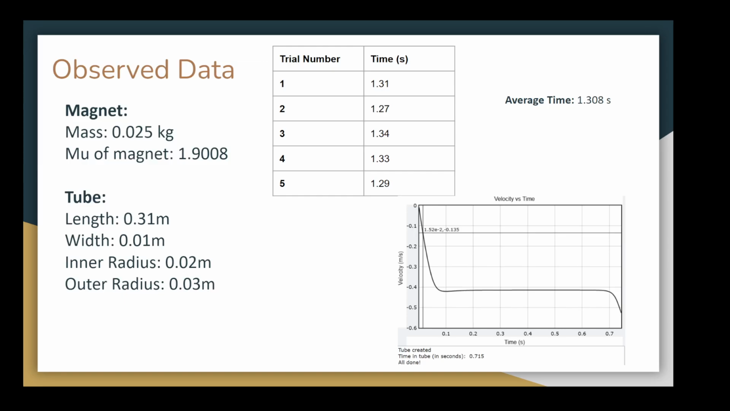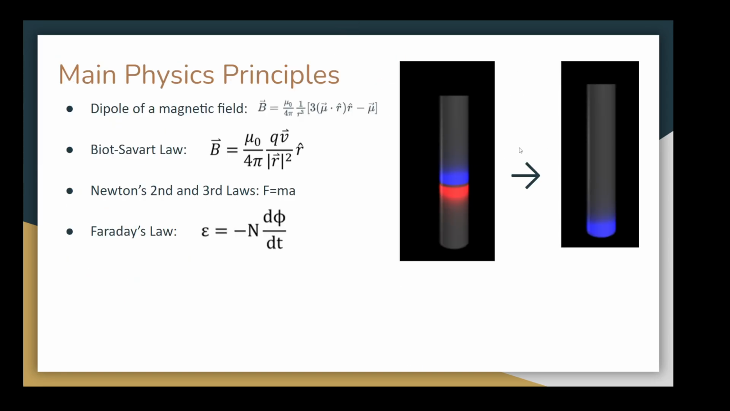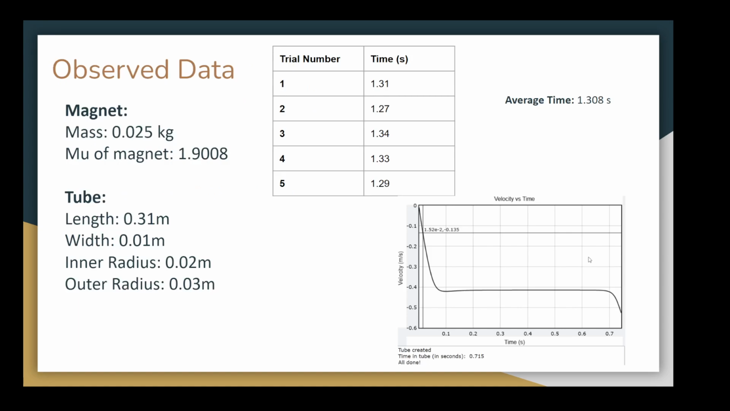These images are from the computational model. You can see the dipole of the magnet moving down the tube as time goes on. That's the dipole, north end at the bottom, south end at the top, dropping down.